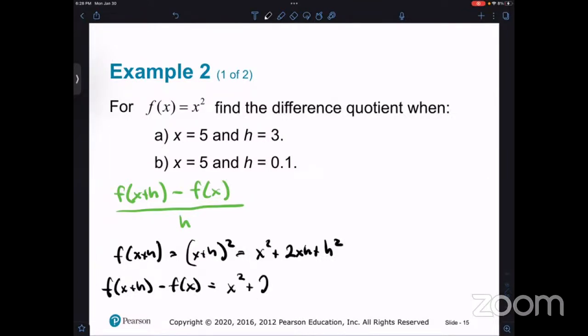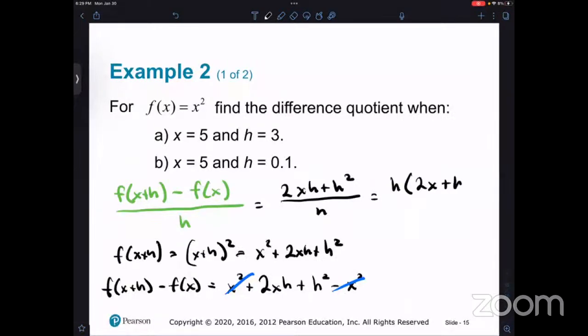So if I said f of x plus h minus f of x, you should notice some terms canceled. This guy is canceled by this, okay? So then the final step, if we take that result, which is going to be this 2xh plus h squared, right? We can factor out an h from everything on top. We're left with 2x plus h over h, right? And so then these guys cancel, right?